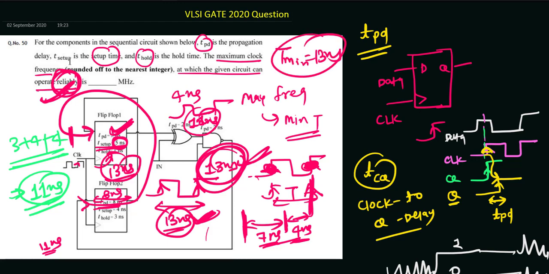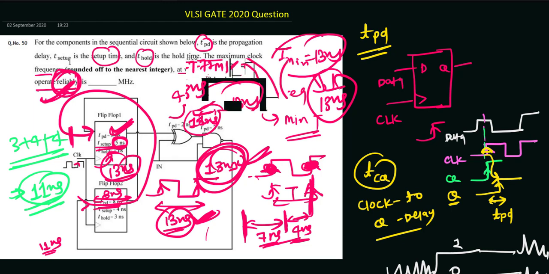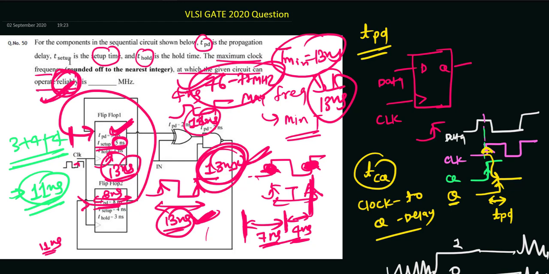Now that you have the minimum time period, you can find the maximum clock frequency. The maximum clock frequency will be 1 by 13 nanosecond. If you solve this, you will find 76 to 77 megahertz. So you just need to find the minimum time period we need to apply for this circuit to operate reliably. This is what the question was asking.